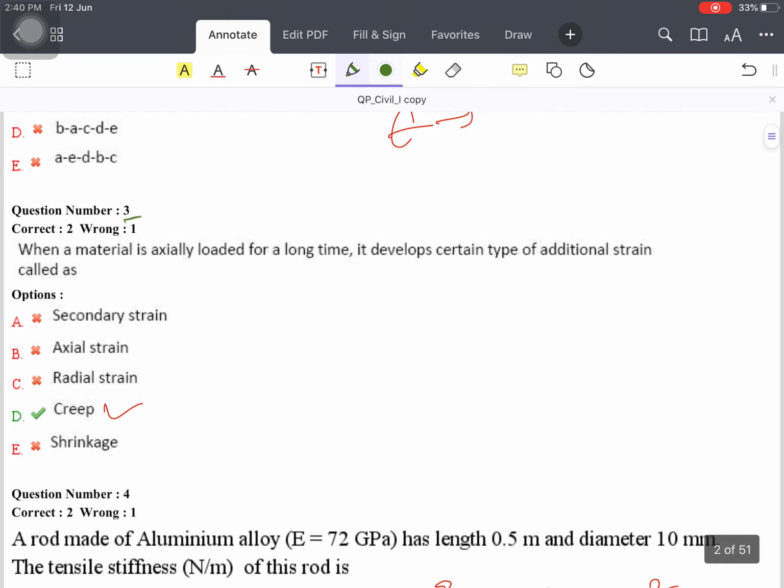Question number 3. When a material is axially loaded for a long time, it develops a certain type of additional strain called creep.